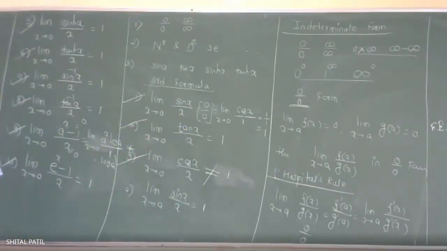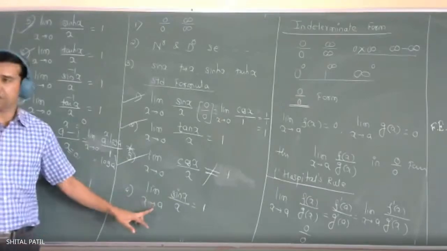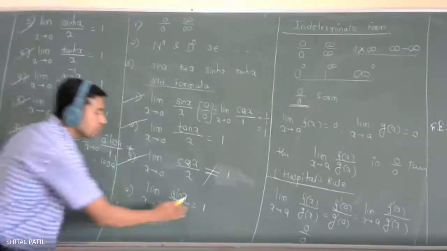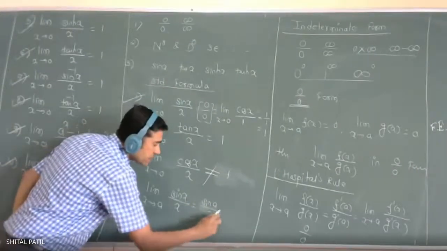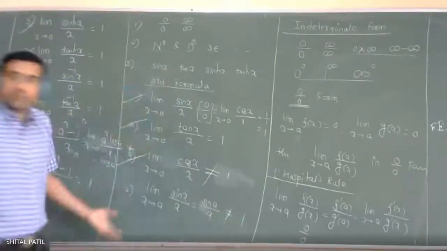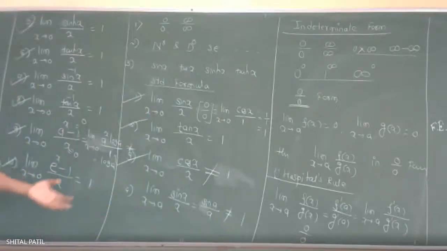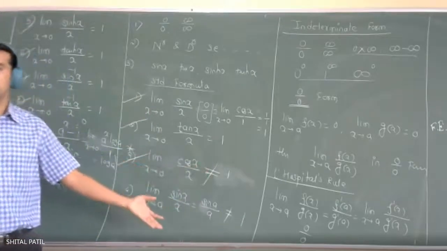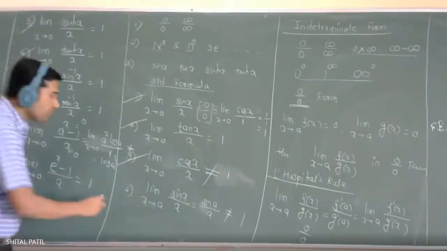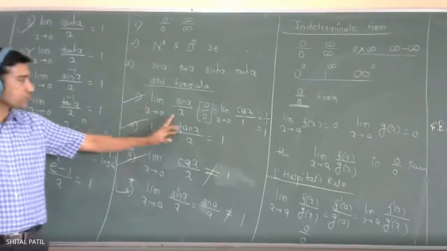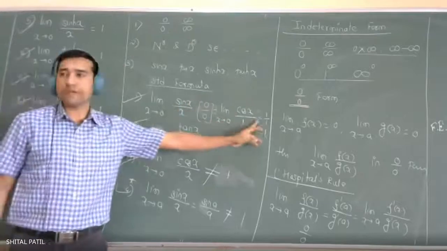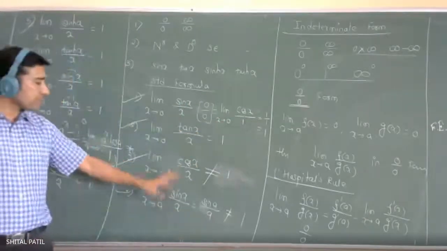Here, the limit is changed. x tends to a. Let me substitute x equal to a. What will we get? Sin a by a. But is it equal to 1? No. Is it 0 by 0? No. So this formula is also wrong. The limit should be x tends to 0. Then only it is equal to 1. Okay? So mark formula number 3 and 4 wrong.